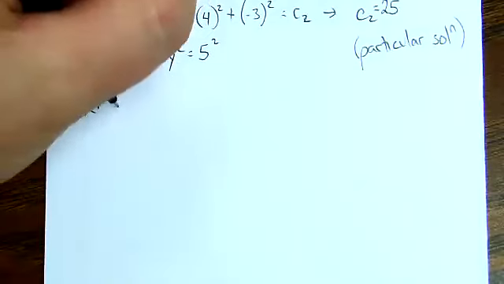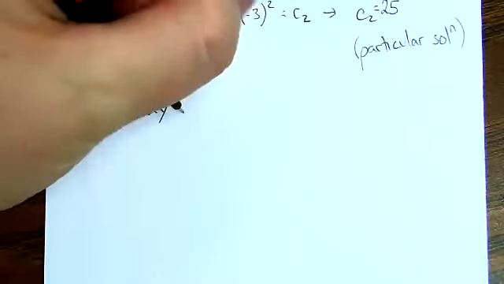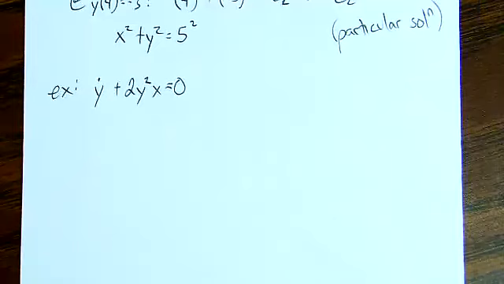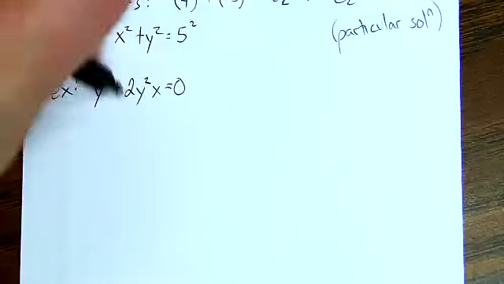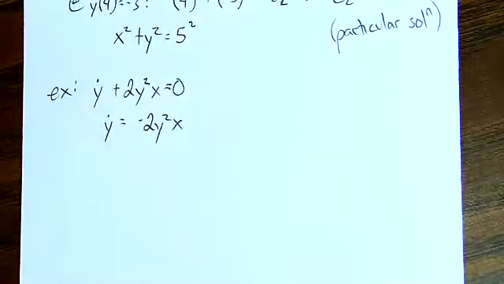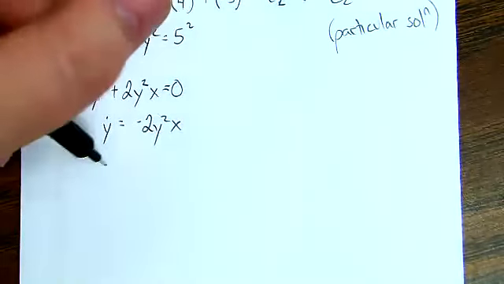So say we have y dot plus 2y squared times x equals 0. And we're going to find the general solution to this differential equation. The first question we probably want to answer is it separable? Because as of right now, the only thing we know how to solve is a separable differential equation. Let's manipulate this by moving the second term to the right-hand side. Now I can divide both sides by y squared.